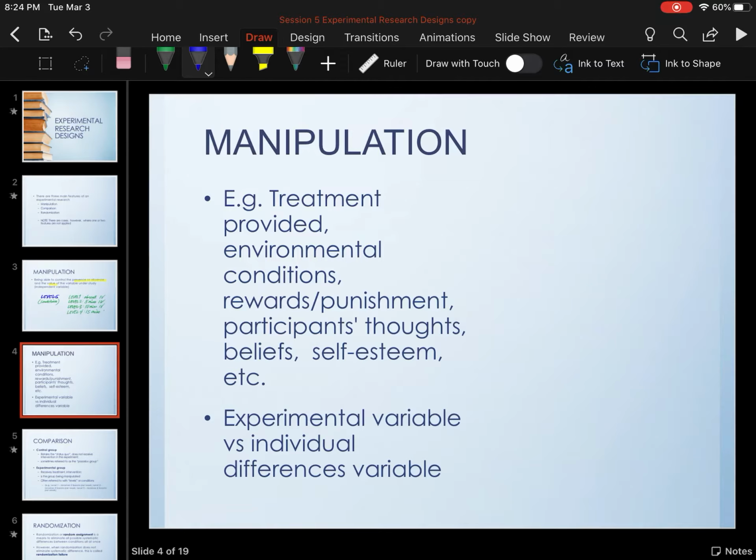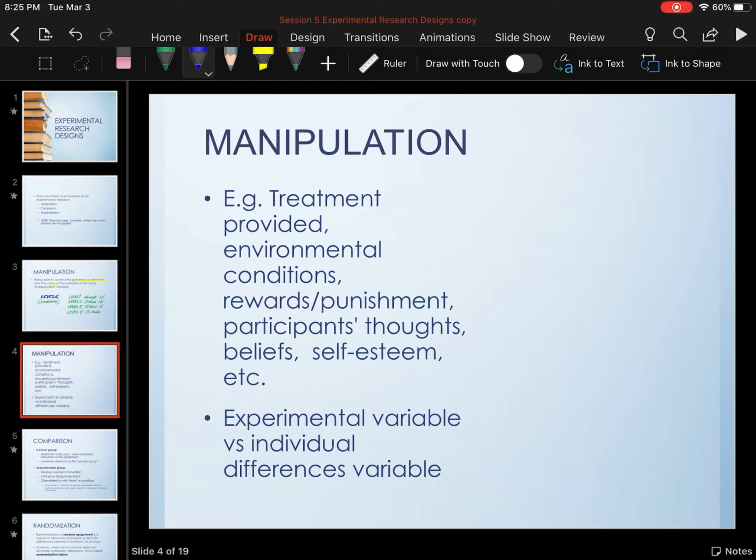There are also conditions where you could manipulate people by giving rewards and punishment. So maybe you want to see for grade schoolers if giving a certain kind of reward or a certain kind of punishment would influence their performance on a test, right? Or maybe you can explore something such as thoughts, beliefs, self esteem, which, if you think about it, may sound like variables that cannot be manipulated. But if you really design your manipulation well, you can influence them.